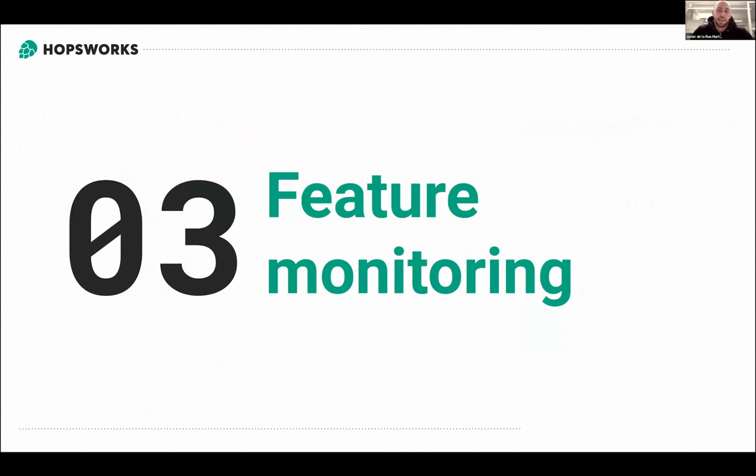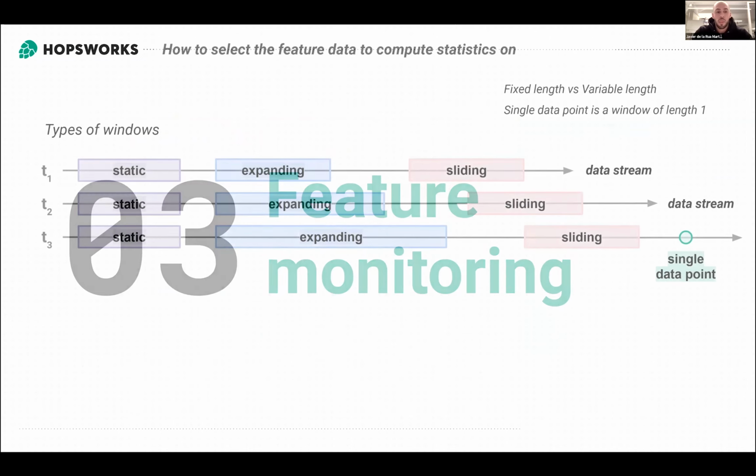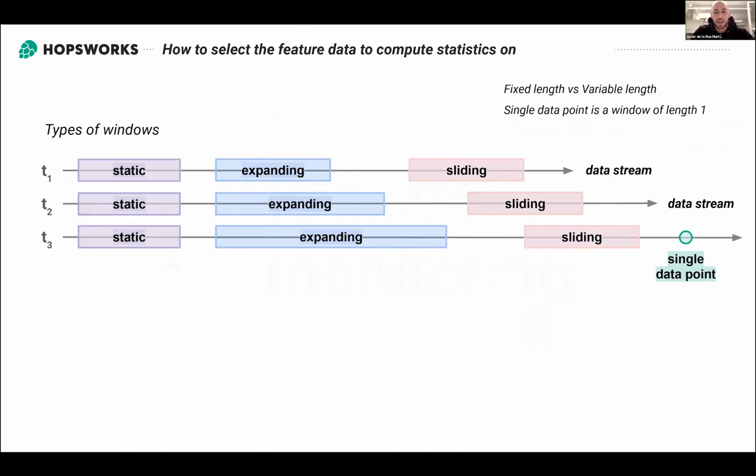So basically, how can we analyze this data at different points, and how can we select the features that we want to compute the statistics on? For that, one very useful tool, really well known in data streaming, is called windows. So we have different types of windows here that we can see.